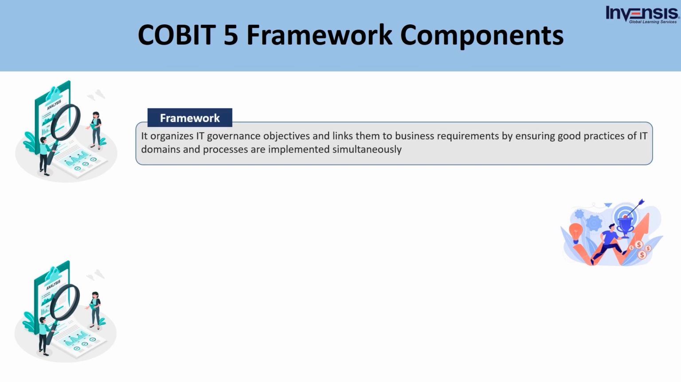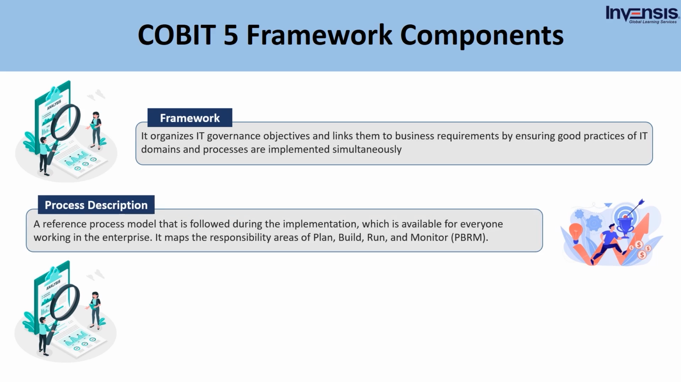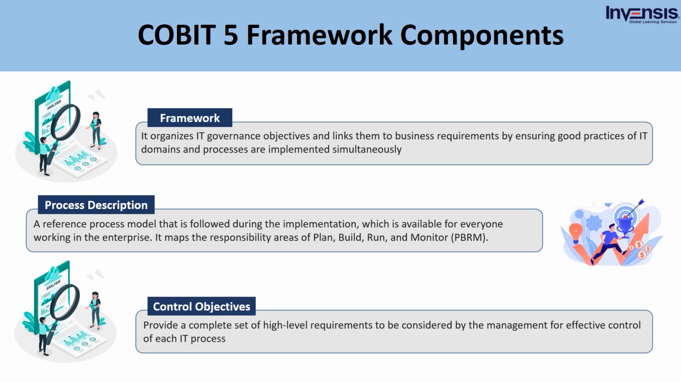First is framework. It organizes IT governance objectives and links them to business requirements by ensuring good practices of IT domains and processes are implemented simultaneously. Second is process description. A reference process model that is followed during the implementation, which is available for everyone working in the enterprise. It maps the responsibility areas of plan, build, run, and monitor (PBRM). Third is control objectives. It provides a complete set of high-level requirements to be considered by the management for effective control of each IT process.